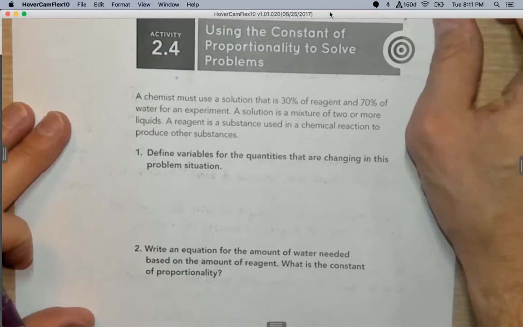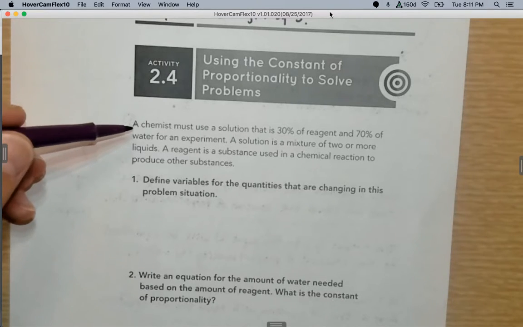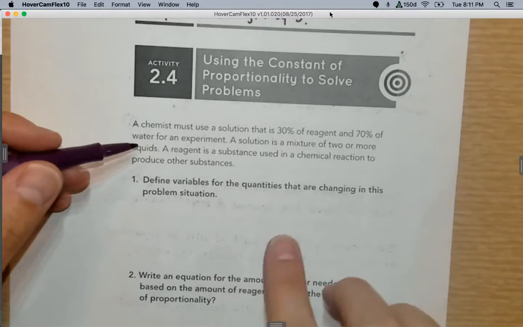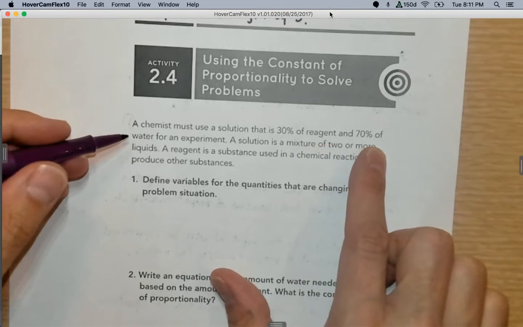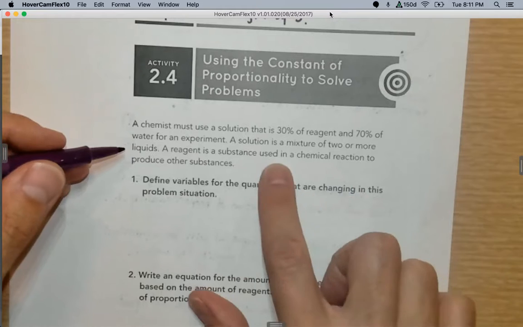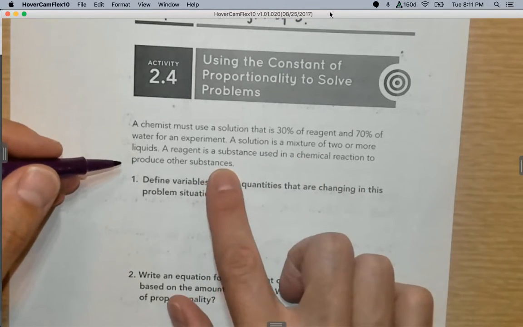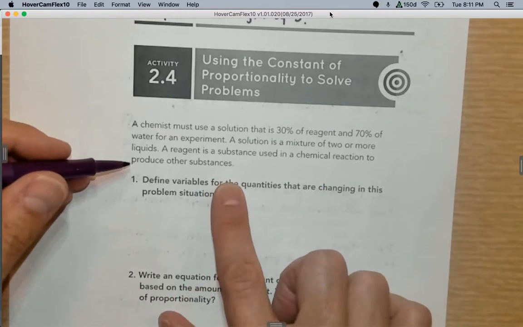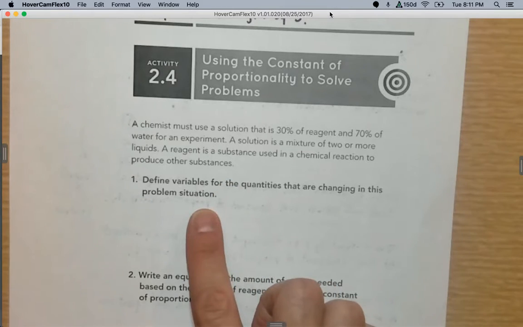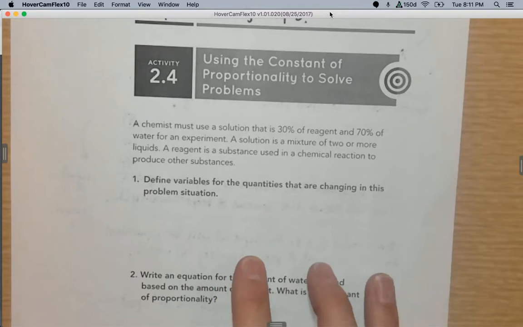Activity 2.4, using the constant of proportionality to solve problems. A chemist must use a solution that is 30% of reagent and 70% of water for an experiment. A solution is a mixture of 2 or more liquids. A reagent is a substance used in a chemical reaction to produce other substances. Define variables for the quantities that are changing in this problem situation.